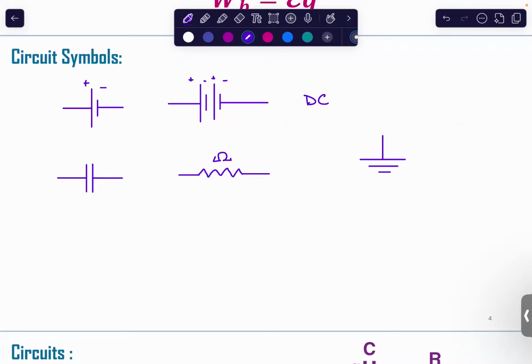What's that? It's essentially a wire going into a well. What have we called that before? Grounding. This is your grounding symbol.